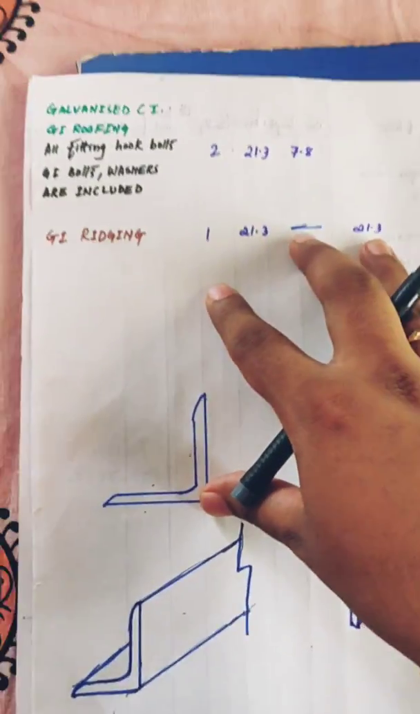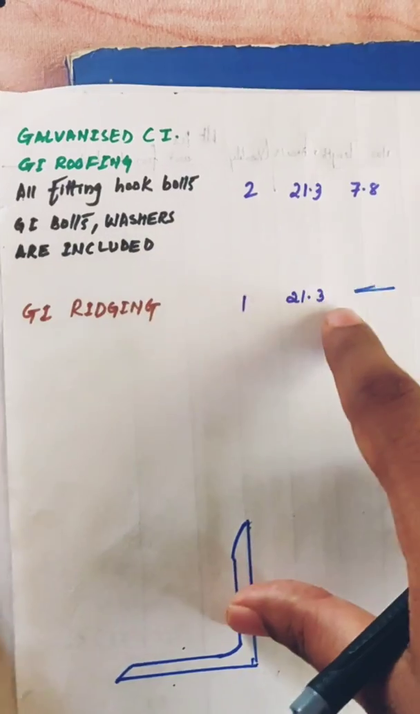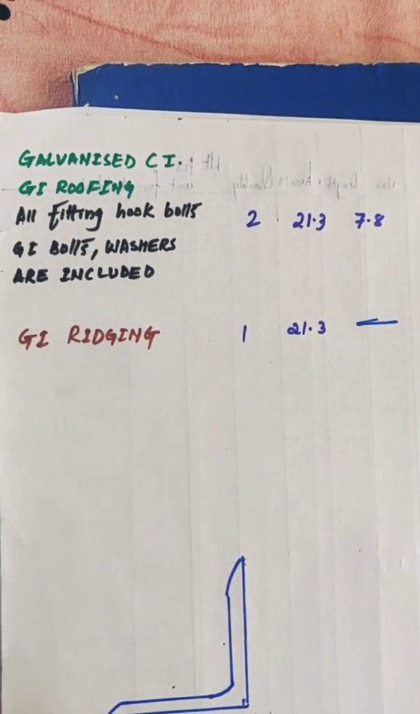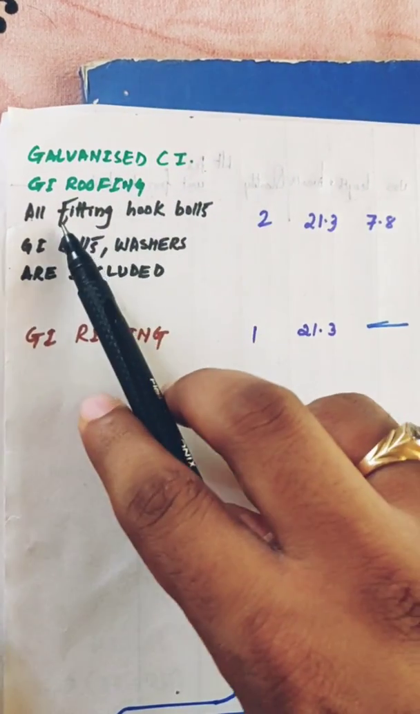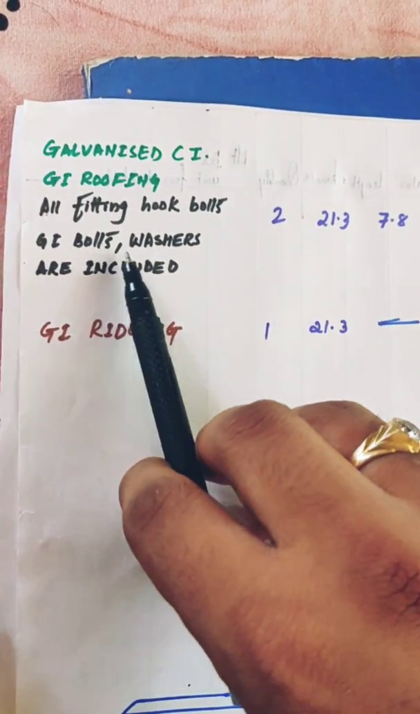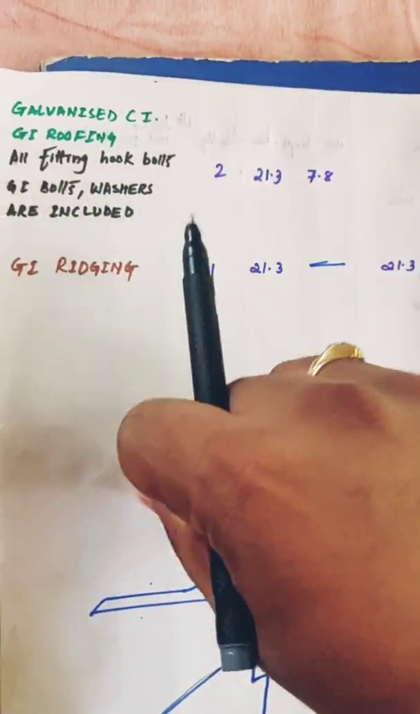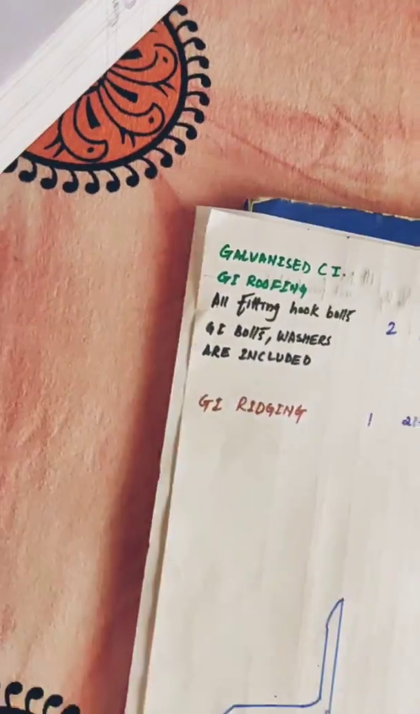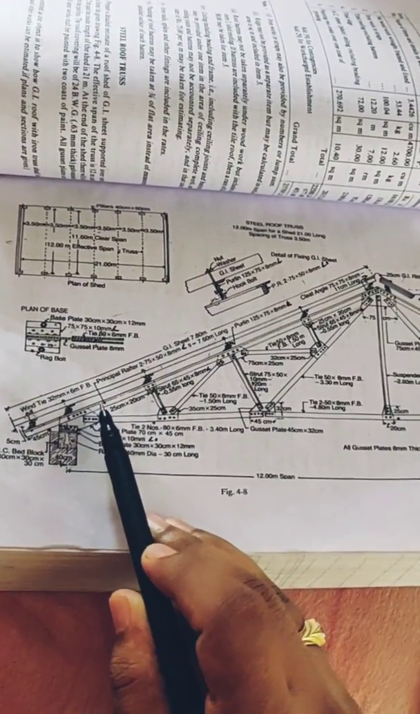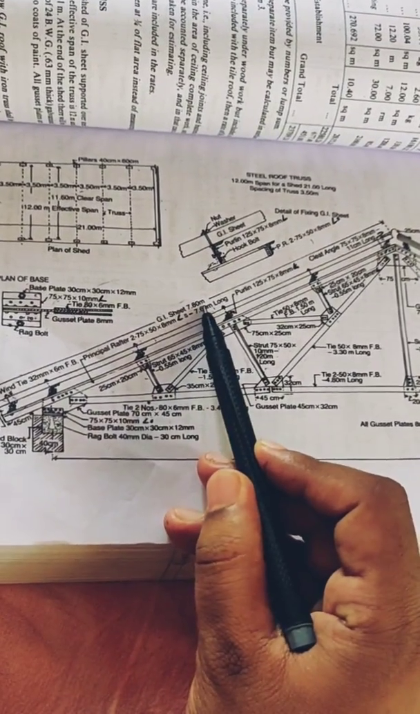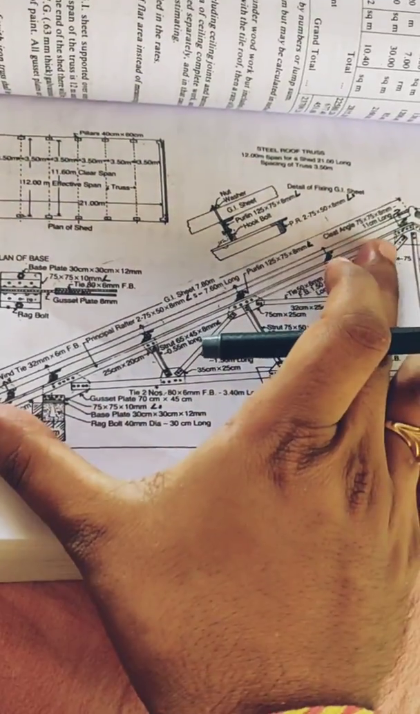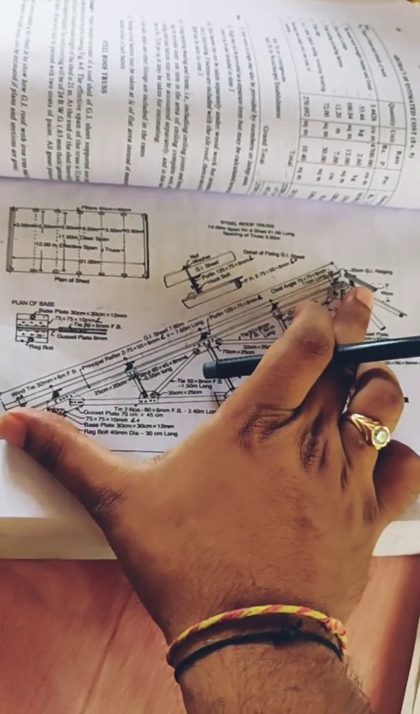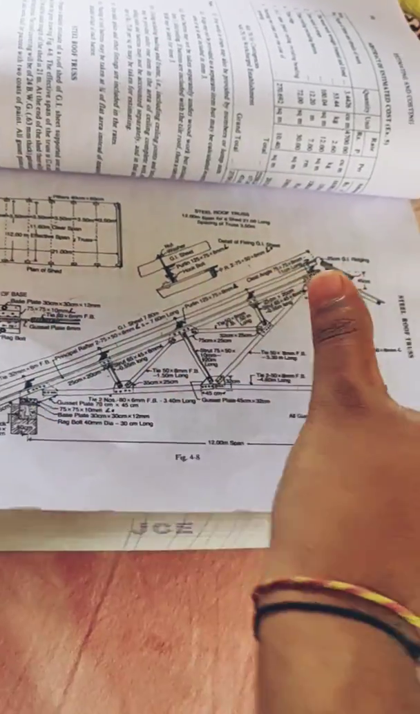Now next left out is the sheeting, GI sheets, galvanized corrugated iron, GI roofing. All fittings, hooks, bolts, GI bolts, washers are included. How many sheets are there? I will show you the figure now. Have a look, this is one GI sheet. It is mentioned here as GI sheet. It is 7.8 meter inclined length. This length is provided at this part. So this is one sheet, this is one sheet.